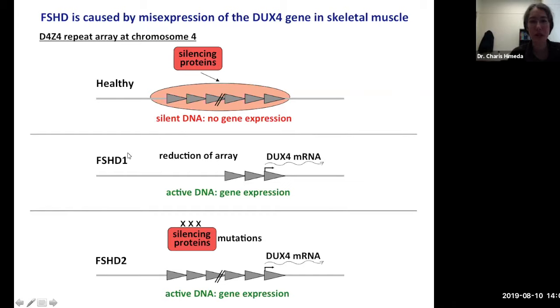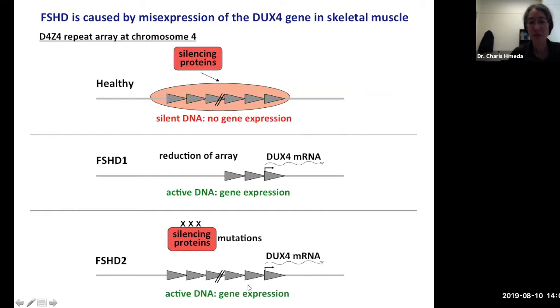In FSHD1, there's a reduction of the array. So instead of having hundreds of these repeat units, there are only a few. And this causes the DNA to lose its repression and become active for gene expression. And now the DUX4 gene is expressed from the very last unit of the array.